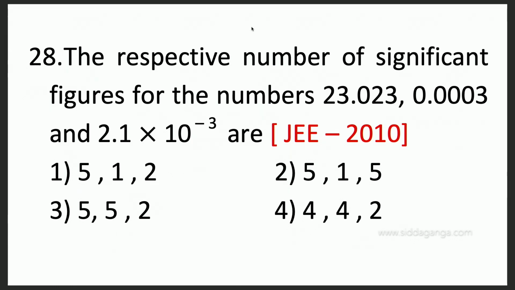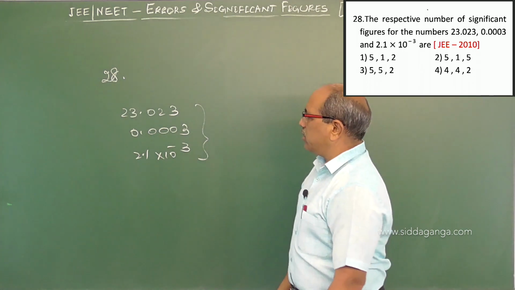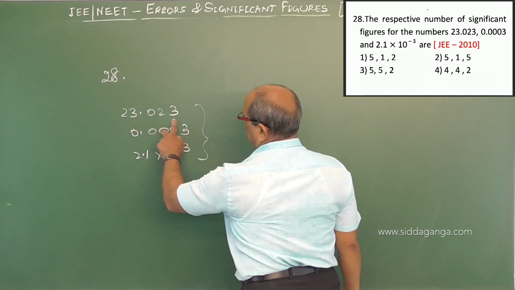JEE 2010. The respective number of significant figures for the numbers 23.023, 0.0003 and 2.1 into 10 power minus 3. JEE 2010, 28th question. You have to see the significant figures. In 23.023, the 0 in between is significant, so all digits are significant.